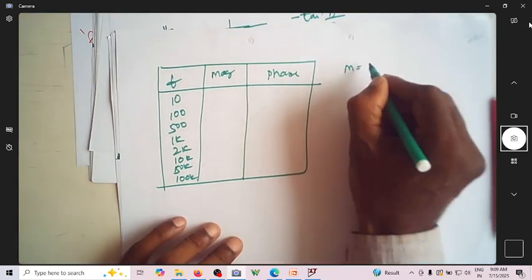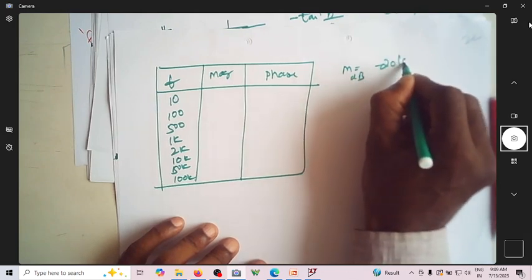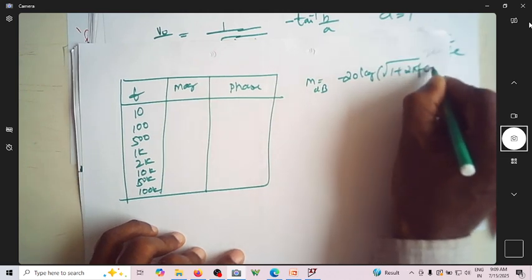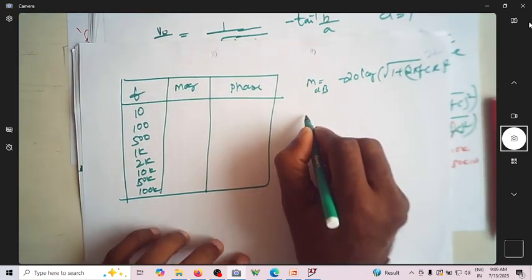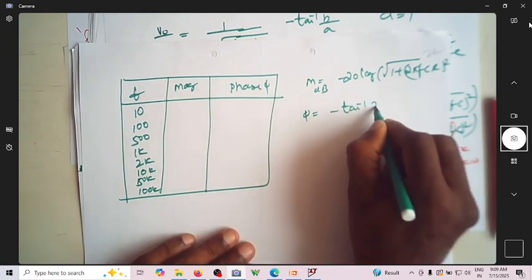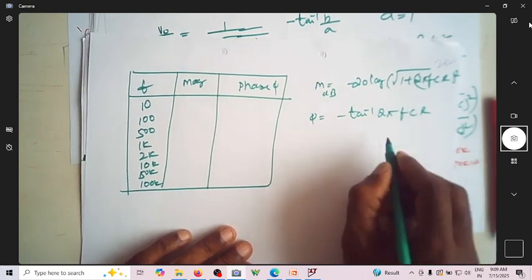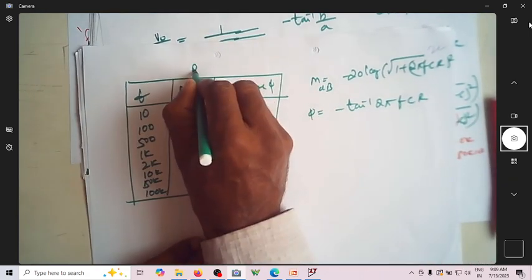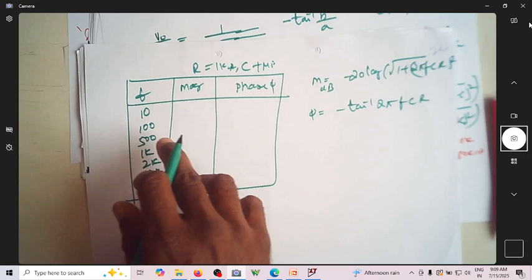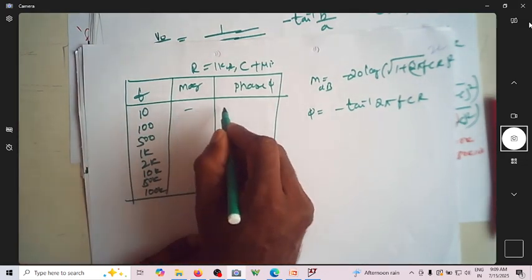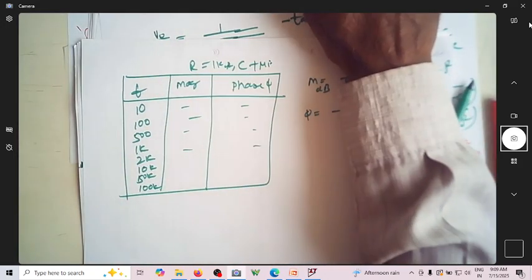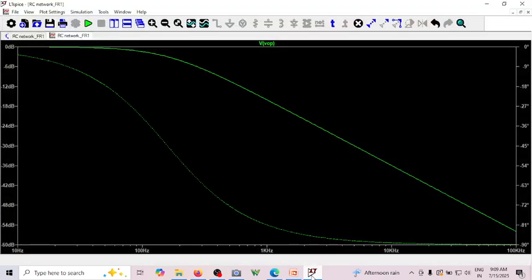You have the magnitude in dBs as minus 20 log of the square root of 1 plus (2 pi f C R) whole square. Phase is minus tan inverse of 2 pi f C R. What is the value of R? R is equal to 1 kilo ohm, and C is equal to 1 microfarad. For different values of f, find magnitude and phase. Write the values and compare with this here. Can you see the comparison?